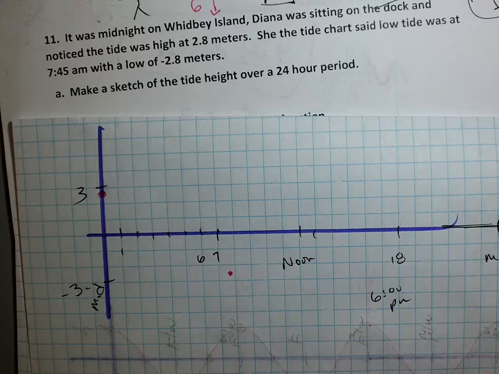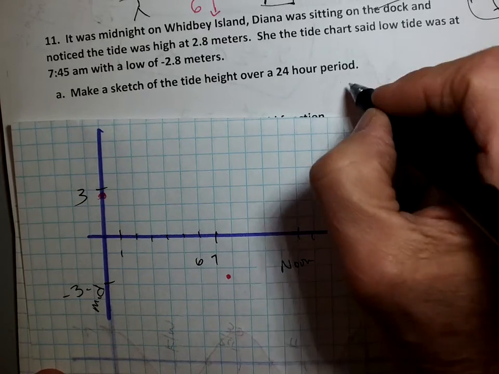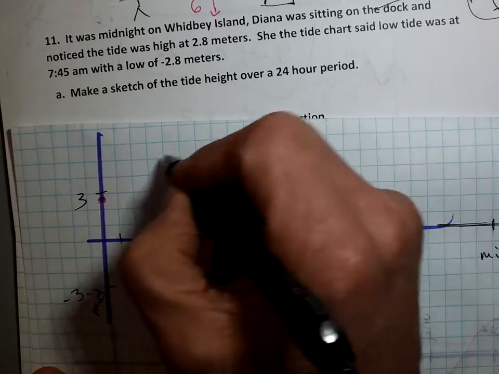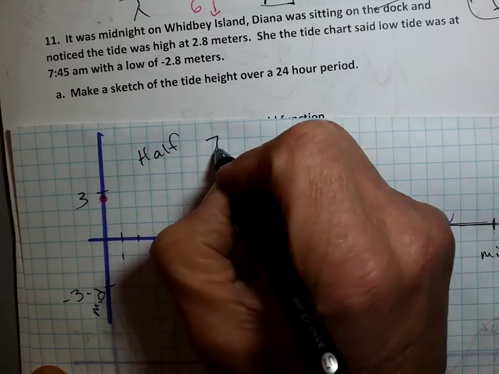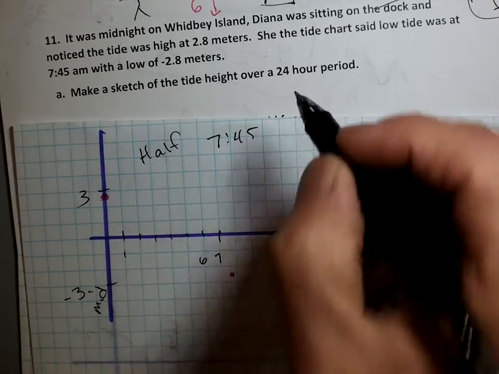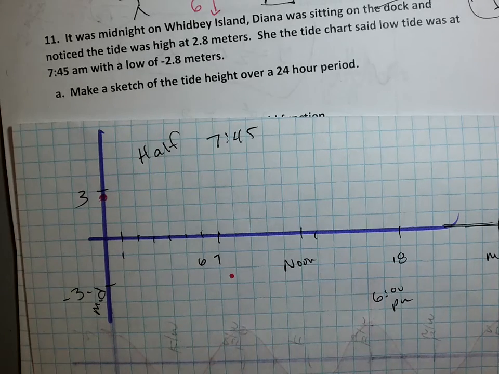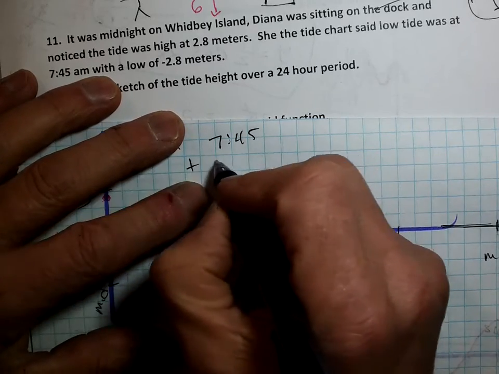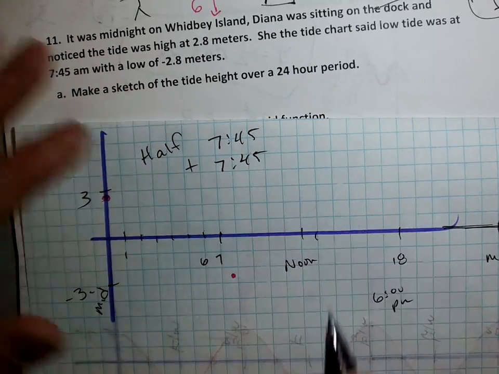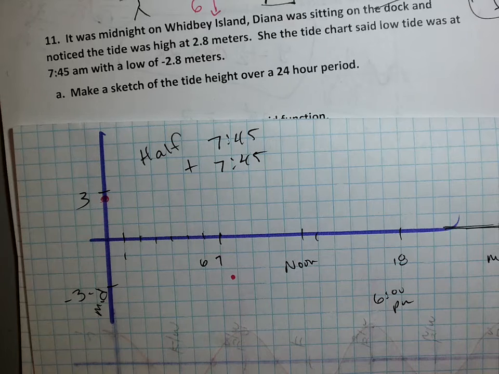So how long is a tide? Well, a half tide is 7:45 from high to low, right? If I need a full tide, I'm just going to add them. So if I want a full tide, I add another 7:45. Now this is a little hard to add time. Do you mind if we change things to decimals? It's going to be better to change to decimals anyway.